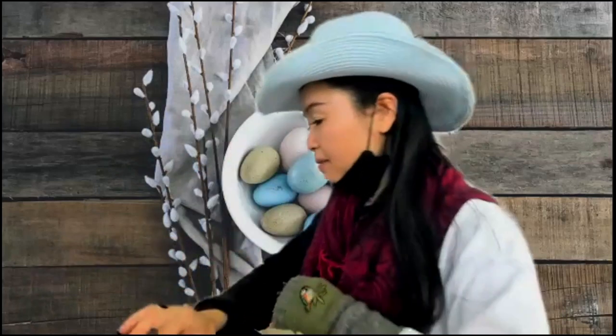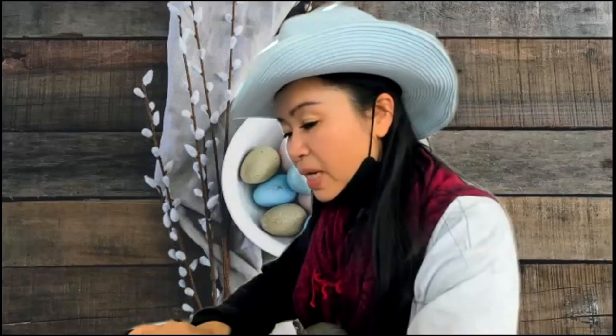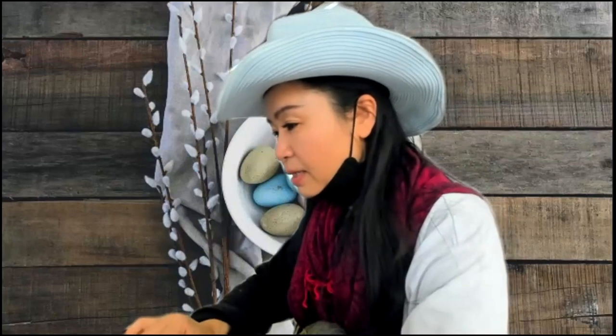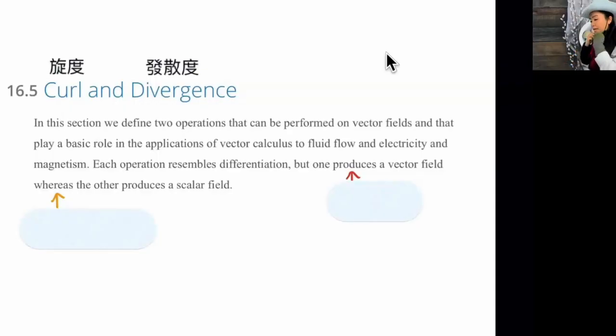Today, we're going to talk about curl and divergence. So what are they? I actually looked up the name in Chinese, and I'm going to also explain that to you in detail. In this section, we're going to define two operations on vector fields: curl and divergence. One produces a vector field and the other produces a scalar field.